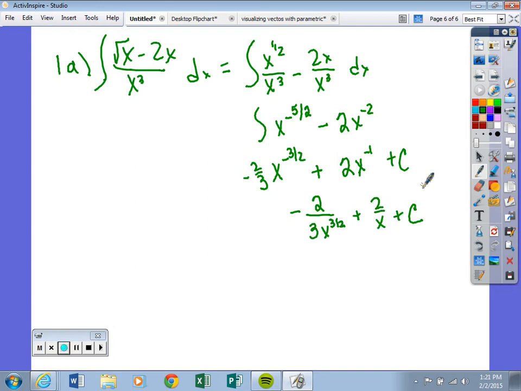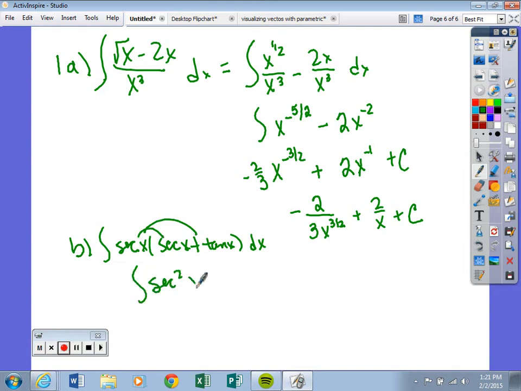Okay, great. So moving on to letter choice B. That one is the integral of the secant times the secant plus the tangent. Okay, this also looks weird initially, but maybe you thought to distribute, and that's a good thought, because then it turns into the integral of secant squared plus the integral of secant tangent.